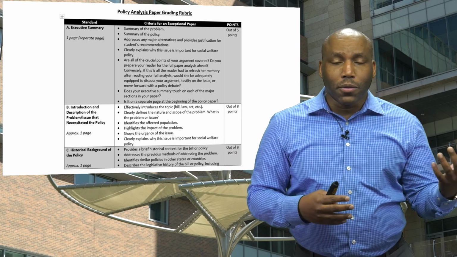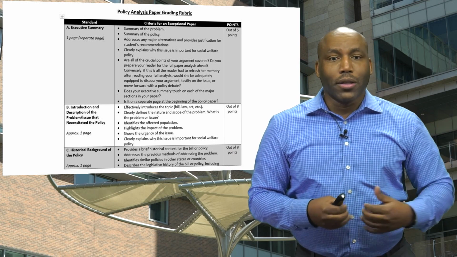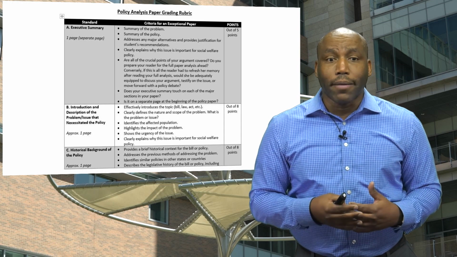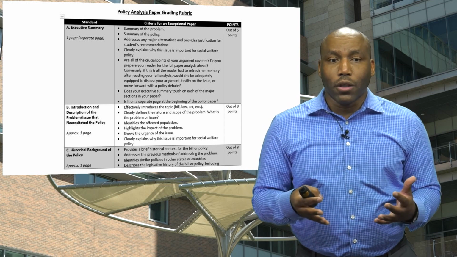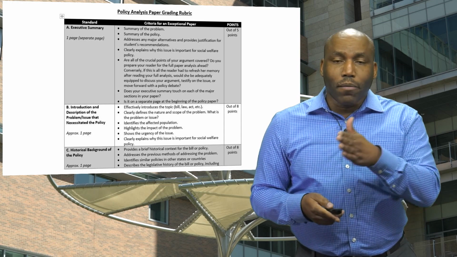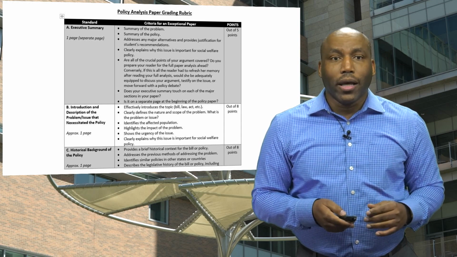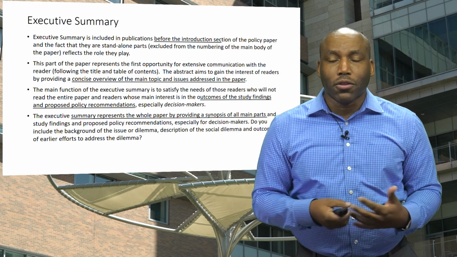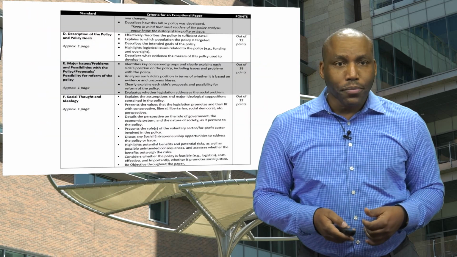So when the policy was created, when the law was originally passed, was it amended throughout the time? What was it intended to address? What issue? So it's just a broad brush, about a page, describing the history of the legislation.